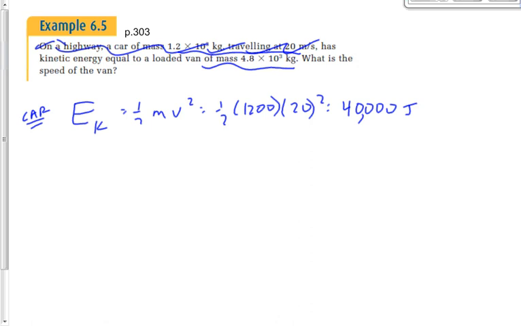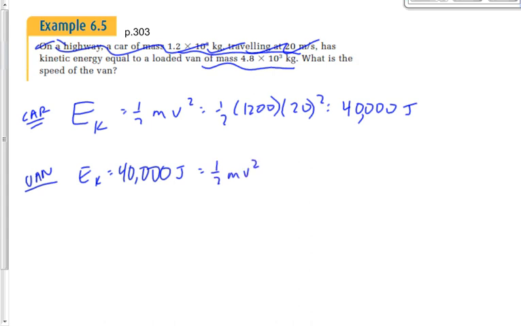Yep. Good. Here's the van, and its kinetic energy is 40,000 joules. So we know two things that we didn't know before. Maybe we didn't know why we were solving for the kinetic energy of the car, but we got it because we could. And now we miraculously have the kinetic energy of the van as well. We want to find its speed. Let's just set that equal to 1/2 mv squared.